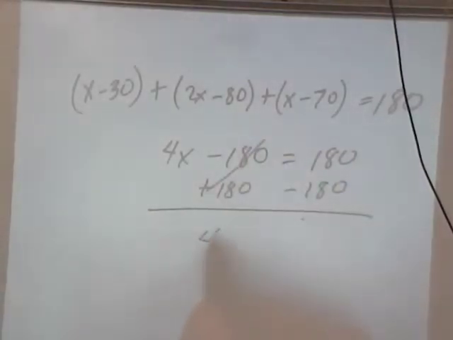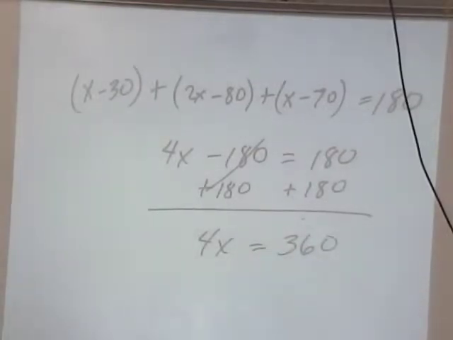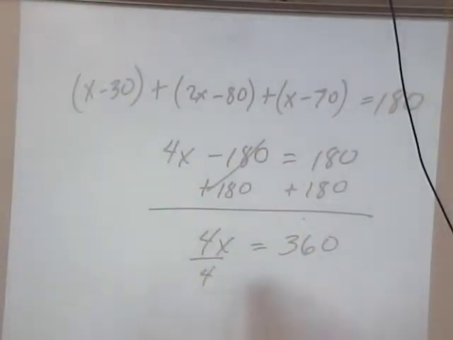And then that counts for 4x. Bring it down, 360. Then you divide by 4 and you're gonna get, 360 divided by 4, wait, hold on, 90. X is equal to 90.